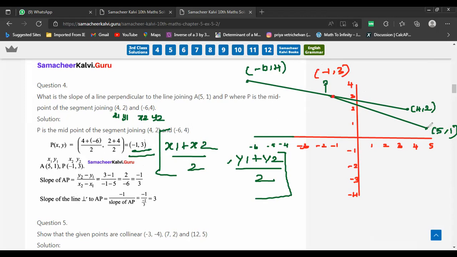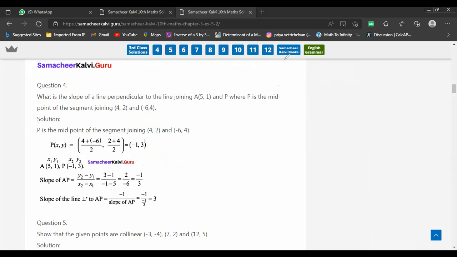So now you have to find the slope of this AP. Slope of this line AP. How can you find that? Whenever we do have 2 points, we'll go for this. It's y2 minus y1 upon x2 minus x1. So just substitute A as x1, y1, and P as x2, y2. Substitute in the formula, you will find the slope of the AP.